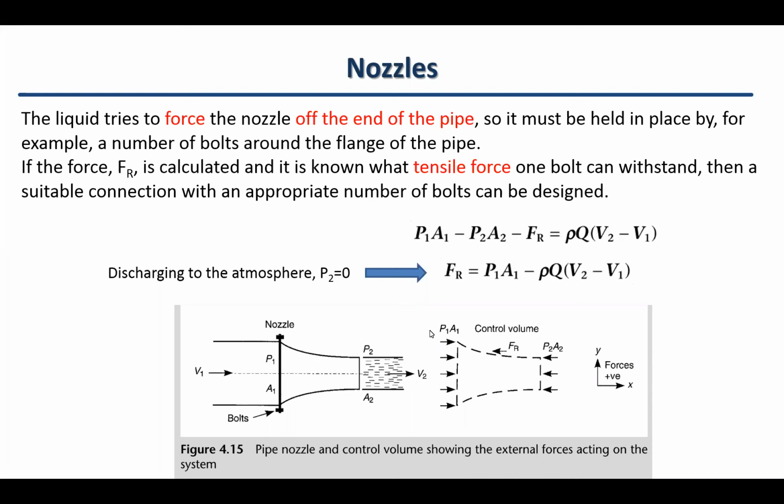Because P2 is subject to the atmospheric pressure, and the atmospheric gauge pressure is 0, we can just remove the term P2 A2. If we solve this equation for FR, the external force, FR is calculated as P1 A1 minus rho Q times (V2 minus V1). You can rearrange this to the right hand side, multiply by minus, and take the other terms to the right hand side, to calculate FR. So let's look at one clear example here.